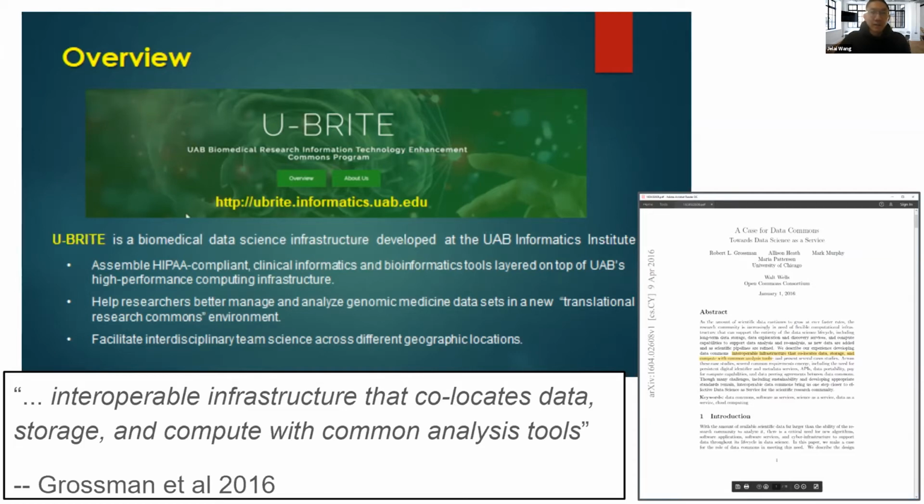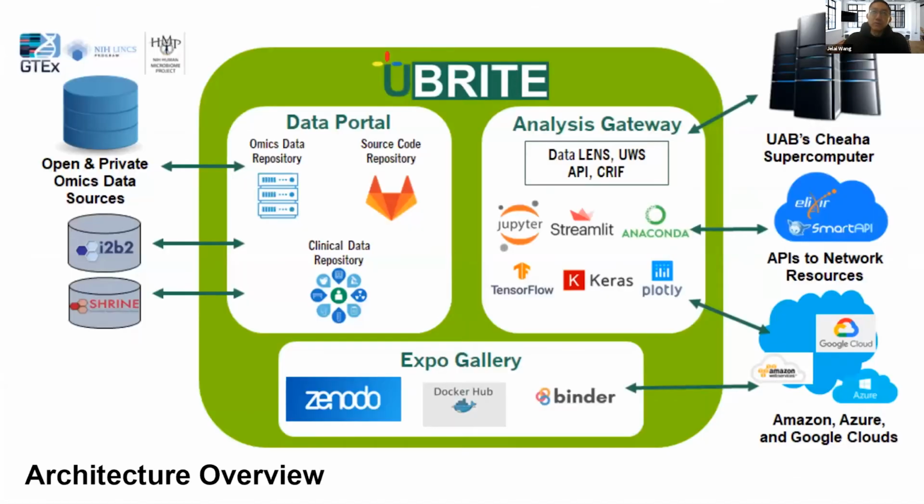And finally, we try to use U-BRITE to help facilitate team science, especially to the extent that technology can help people work together better as a team. So if you look at the overall architecture of U-BRITE, there's 3 main abstractions that we have implemented. So there's the idea of a data portal, there's an analysis gateway, and there's an expo gallery.